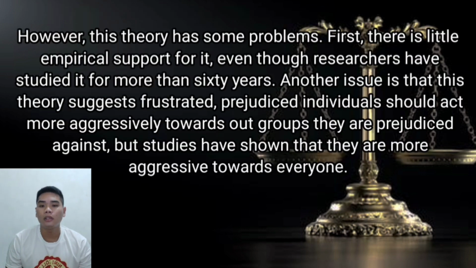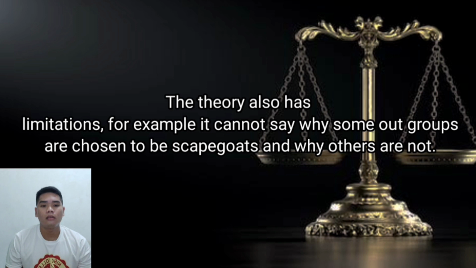However, this theory has some problems. First, there is little empirical support for it, even though researchers have studied it for more than 60 years. Another issue is that this theory suggests frustrated, prejudiced individuals should act more aggressively towards outgroups they are prejudiced against. But studies have shown that they are more aggressive towards everyone. The theory also has limitations. For example, it cannot say why some outgroups are chosen to be scapegoats and why others are not.